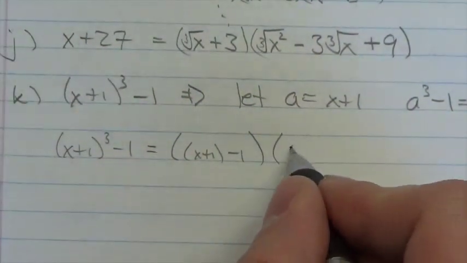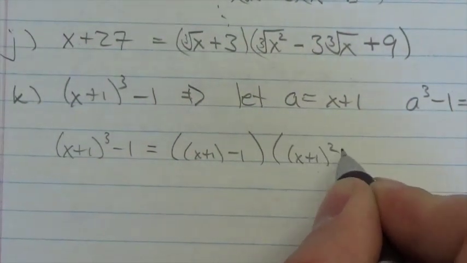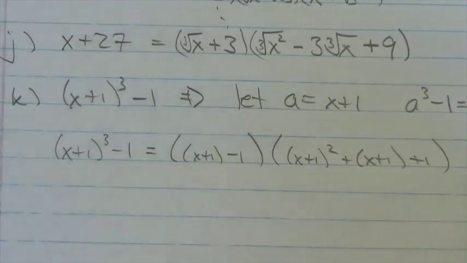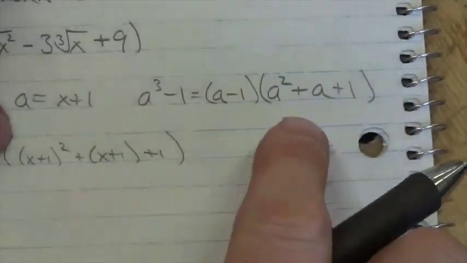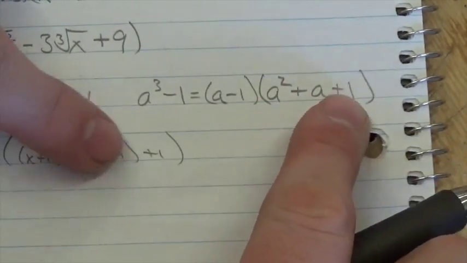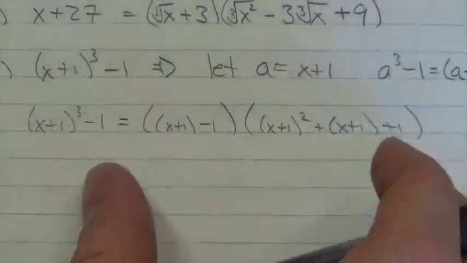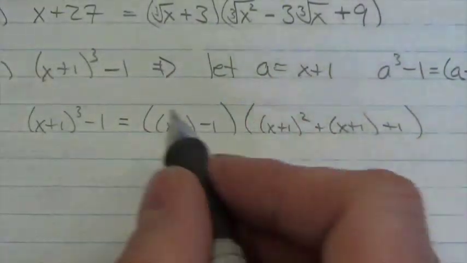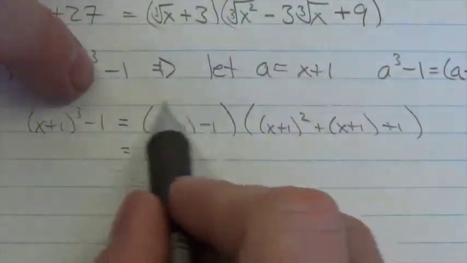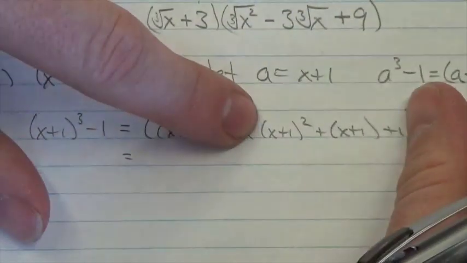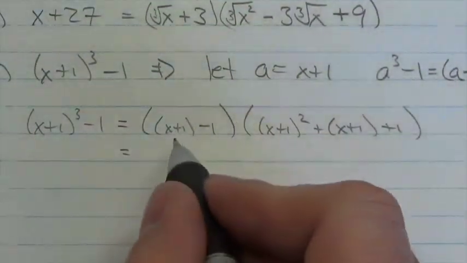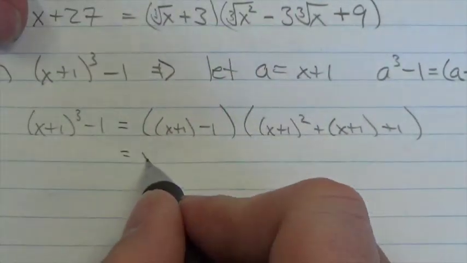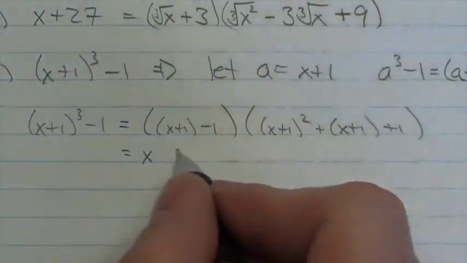Then I will get x plus 1 squared, a squared, plus x plus 1 plus 1. So a squared plus a plus 1. All right, now this is all in terms of just the x. So I'm back to the same variable I started with. Now what I'm going to do is the work that's inside each of these larger sets of parentheses here. I'm going to drop the inside set. x plus 1 minus 1 is just going to give me x.